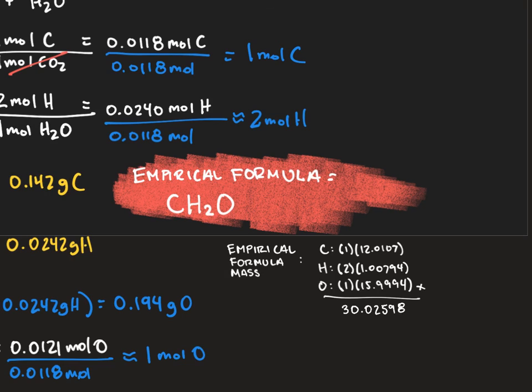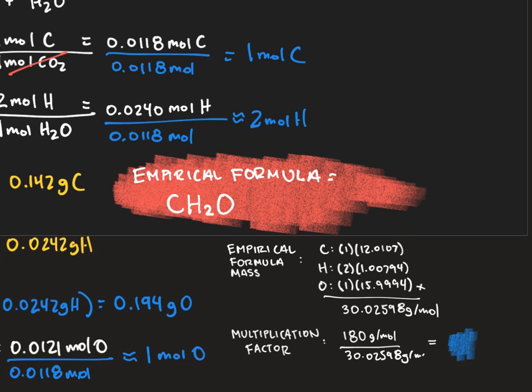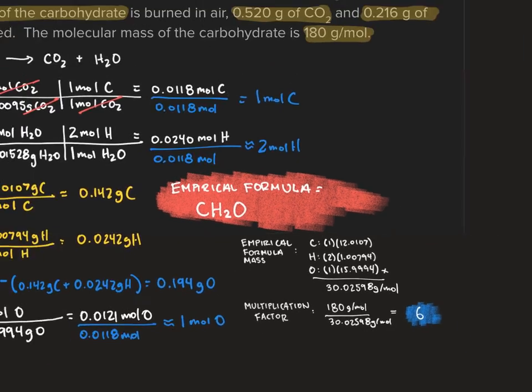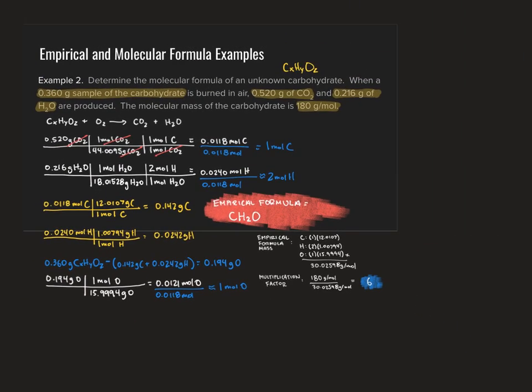And I then need to go through and simply divide my molecular mass by my empirical formula mass. So the 180 grams per mole divided by our 30 grams per mole gives me a multiplication factor of 6, which means final cleanup step here, all I need to do is multiply my empirical formula by 6, which gives me the molecular formula of C6H12O6, the formula of a very, very familiar carbohydrate to you. That is the molecular formula of glucose.